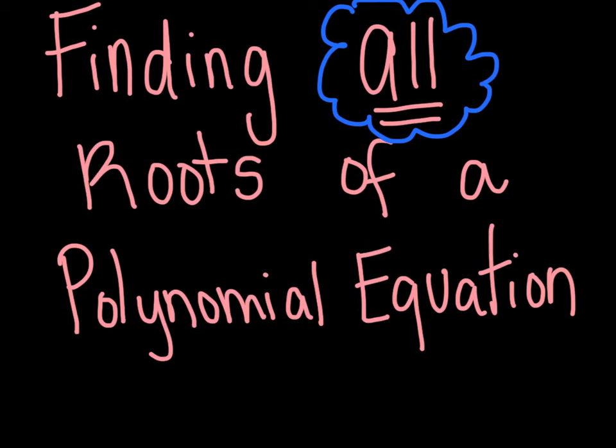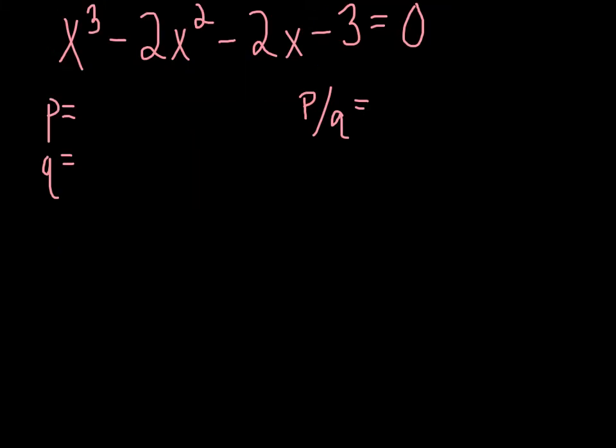Today we're going to be finding all roots of a polynomial equation. The first polynomial equation we have is x to the third minus 2x squared minus 2x minus 3 equal to 0. The p-value is -3. It's always the value in the back, the constant. The q is based off the leading coefficient, which is 1.